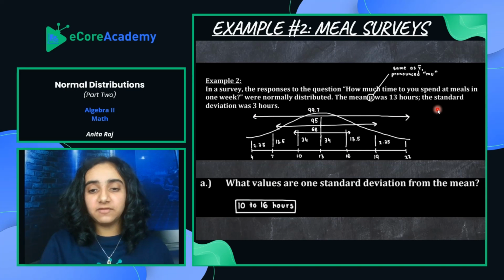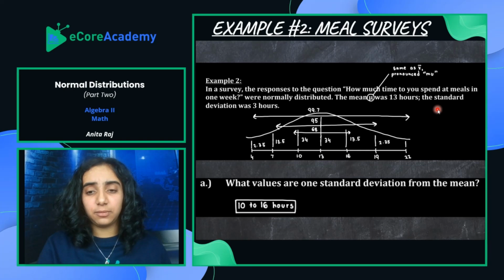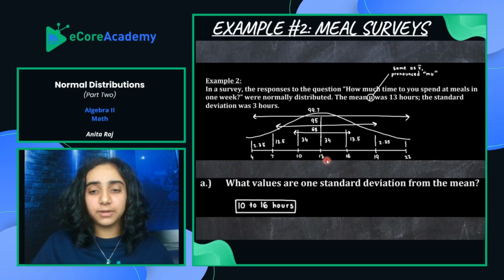The first one is, what values are one standard deviation from the mean? So one standard deviation is going to be one above and one below. So we're going to have our mean, we're going to add 3 to it and subtract 3 from it to find one standard deviation. If we subtract 3 from 13, we get 10. If we add 3 to 13, we get 16. So 10 to 16 is one standard deviation, so 10 to 16 hours would be the answer to this question.